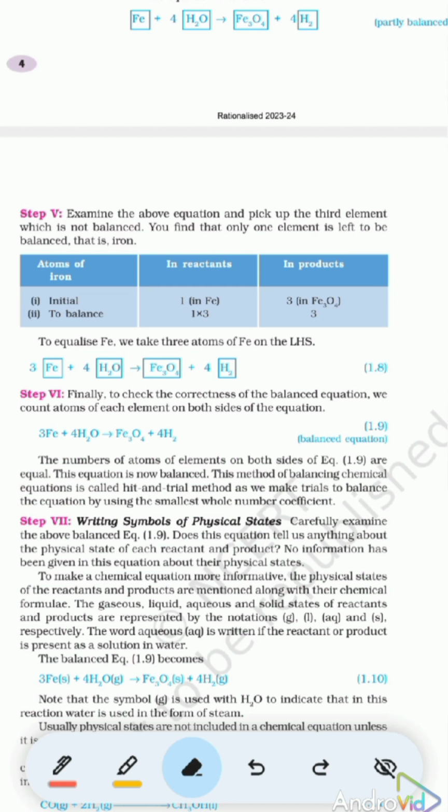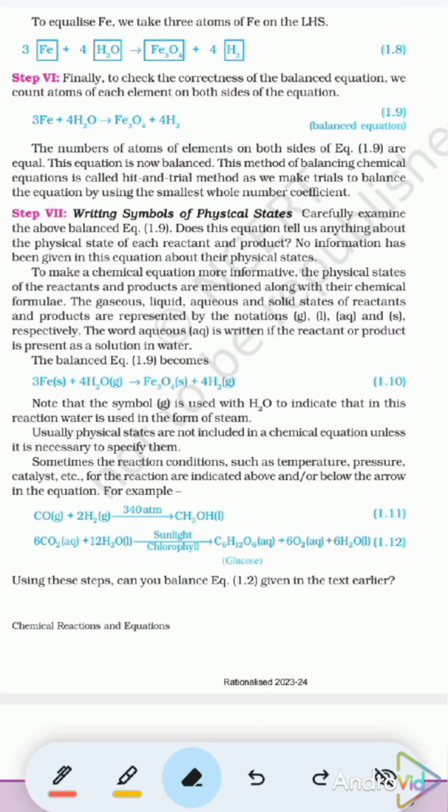In reactants we now have only 1, whereas in the product side there are 3 atoms in Fe3O4. So we have to multiply the reactants by 3 to get 3, which is 1 times 3. Now after balancing we get equation 1.8, that is 3 times Fe plus 4H2O gives Fe3O4 plus 4H2. Now the next step is step 6.